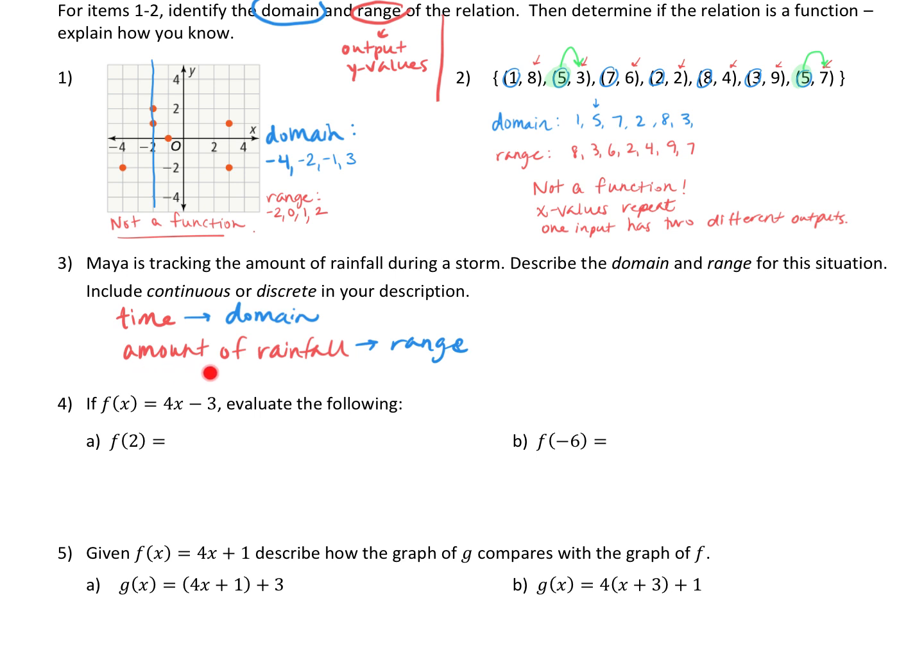And then how about the amount of rainfall? Rainfall can be measured in, I don't know, let's say inches, centimeters, whatever you want. Does it have to be 1 inch, 2 inch, 3 inch? That would be discrete. Or can it be measured in some values in between those? And if it's okay to be measured in all the in between stuff, then we would call that a continuous function.